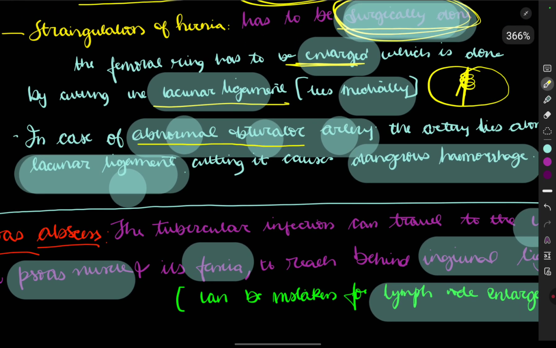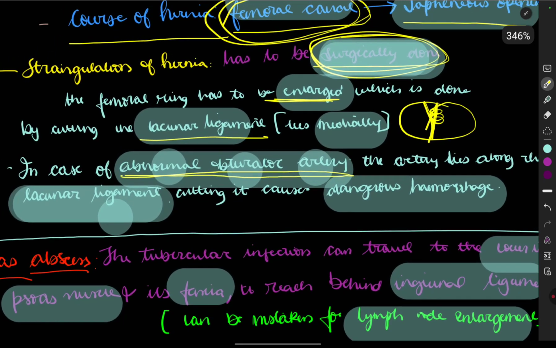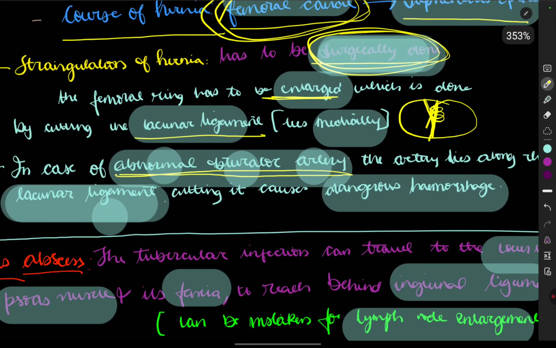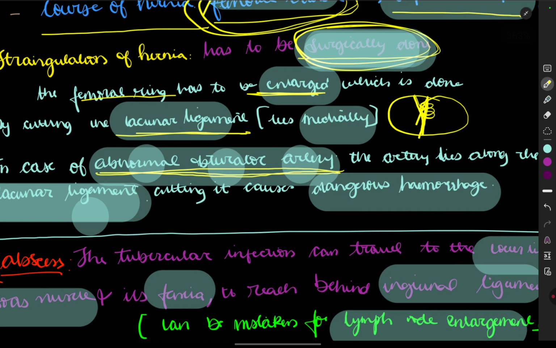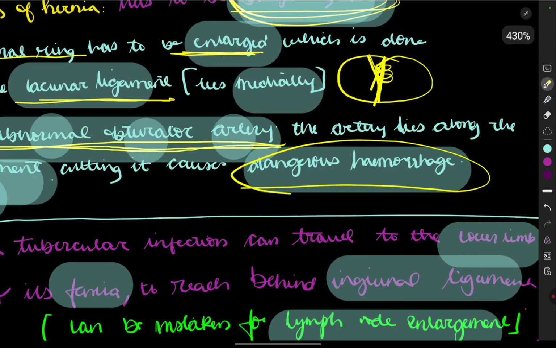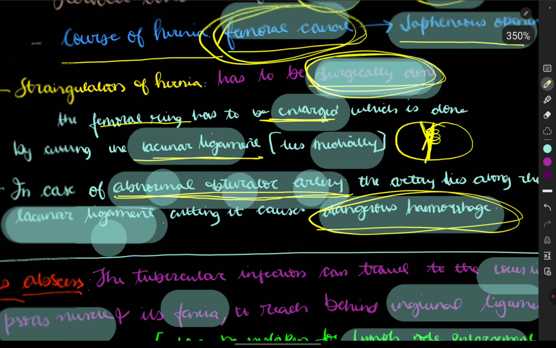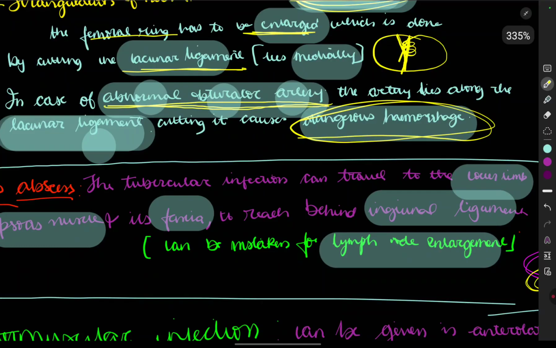In case of an abnormal obturator artery, if the obturator artery is lying close or going along the lacunar ligament, it is called the abnormal obturator artery. And during the surgical cutting of the lacunar ligament for enlarging the femoral ring, if the abnormal obturator artery is cut, it causes dangerous hemorrhage. Okay, so this is the clinical significance of the hernia.